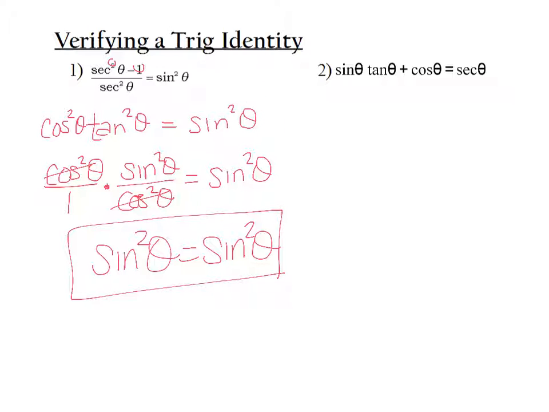Let's try number 2. Same deal. The left side is messy. The right side's pretty simple. Let's see if you can get the left side to end up all simplifying to secant theta.